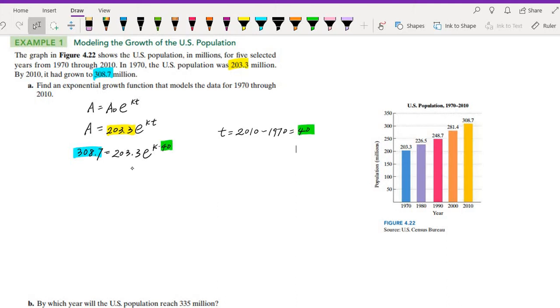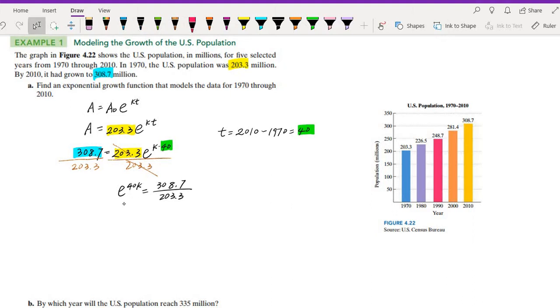So once we have this, because we have one variable, one equation, now we can solve it. We can divide both sides by 203.3, because then I can cancel this part out, right? So I'm going to divide both sides. So what do I have left? On the right hand side we have e to the 40k power. On the left hand side we have 308.7 over 203.3. Instead of writing this on the left side, I wrote it on the right hand side because I like the variable on the left side and my number on the right hand side.